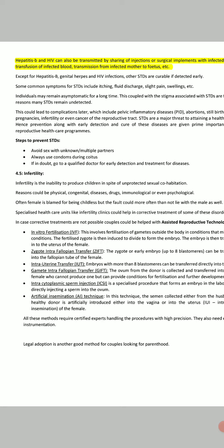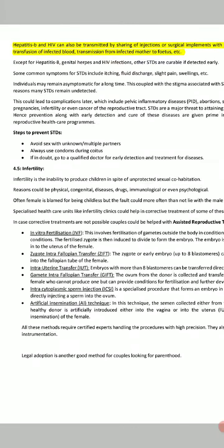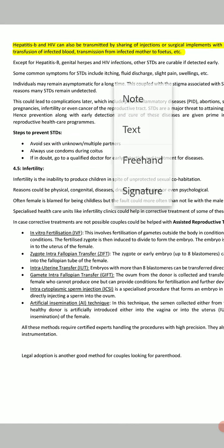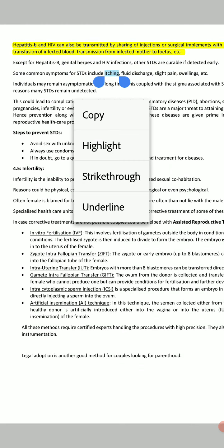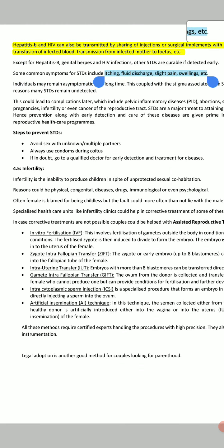Okay. Except for hepatitis B, genital herpes and HIV infection, other STDs are curable if detected early. So what are the common symptoms of STDs? How will you identify that you are an STD patient? The itching, fluid discharge through the reproductive system, slight pain and swelling. I am repeating again: itching, fluid discharge, slight pain and swelling.